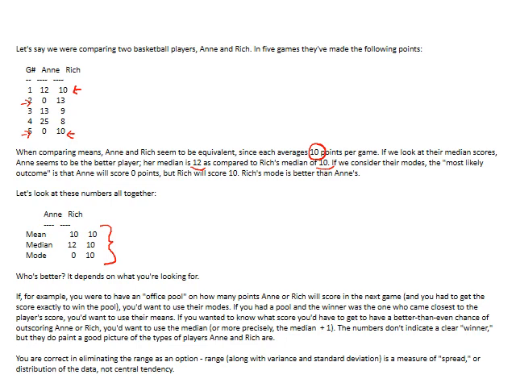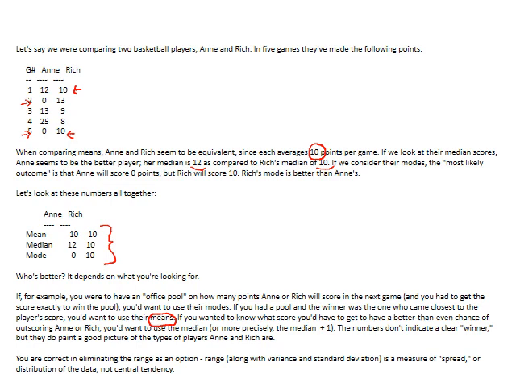If you had a pool and the winner was the one who came closest to the player's score, you would use their average, their mean. Because on average, they're scoring about 10. So if you guess 10, you're probably going to get somewhere close. If you want to know what score you'd have to get to have a better than even chance of outscoring Anne or Rich, you'd want to use the median, which is the number in the middle.